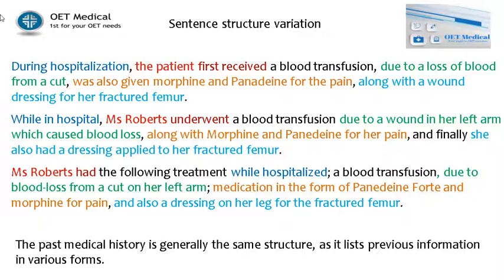So, the past medical history is generally the same structure as it lists previous information. Now remember, this is what she came in the hospital for. The actual secondary thing happened while she was in hospital. So she came in because she had a cut and she had a fractured femur. So this was the initial treatment. So you're telling the person this is why she came into the hospital, but while she was there, something else happened.